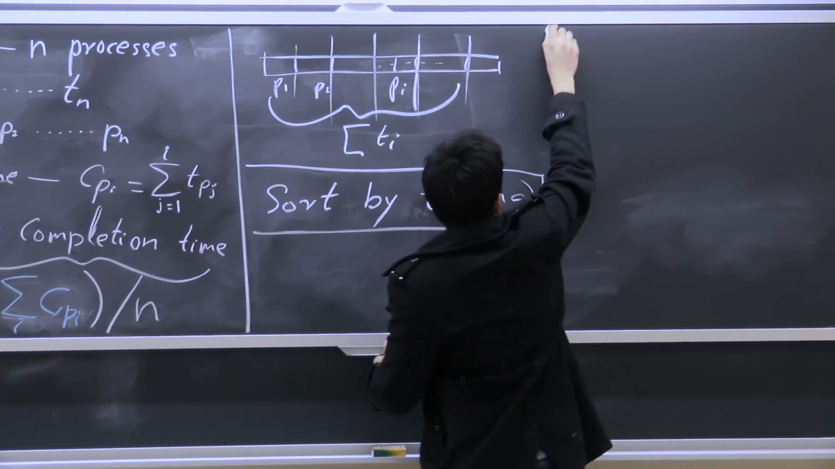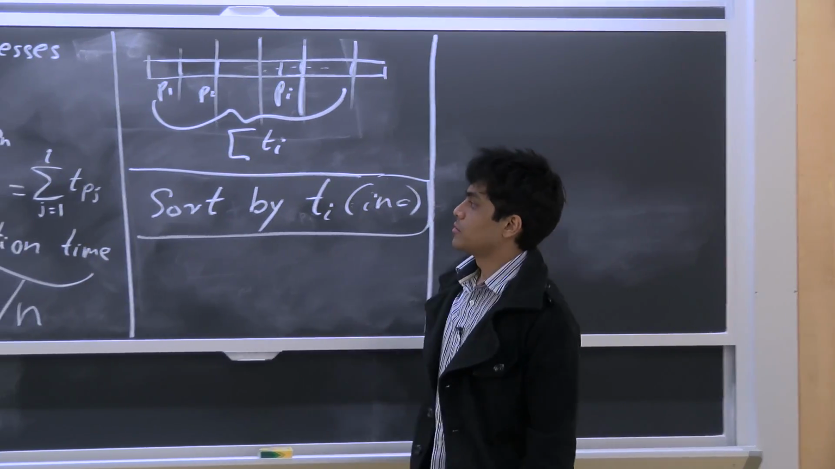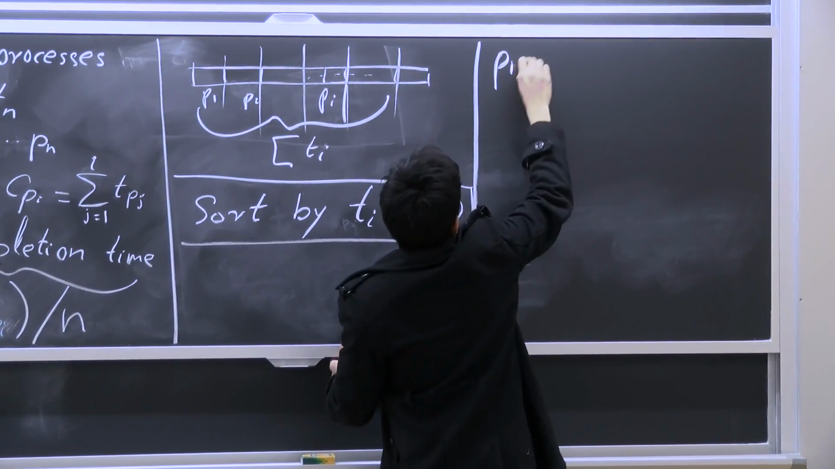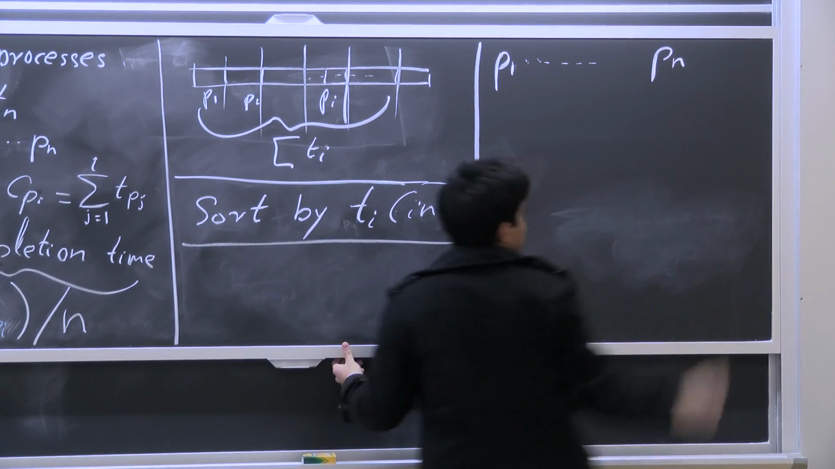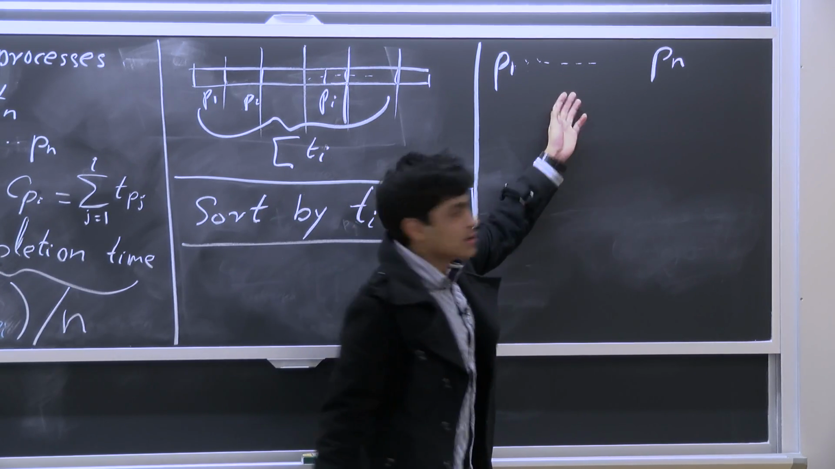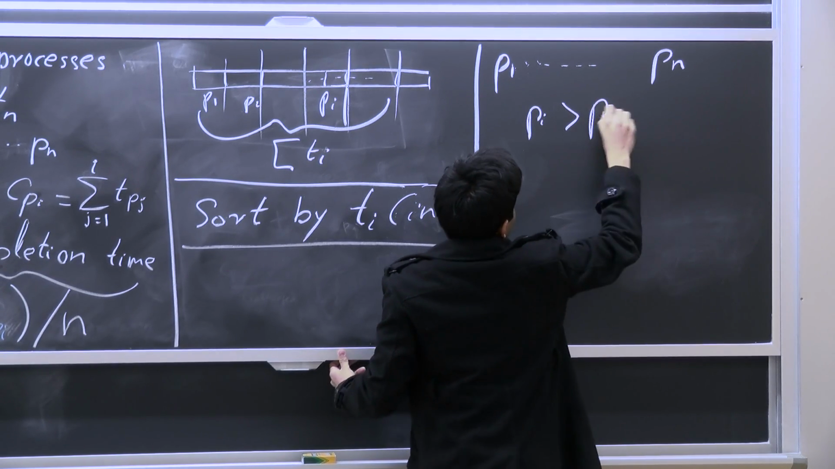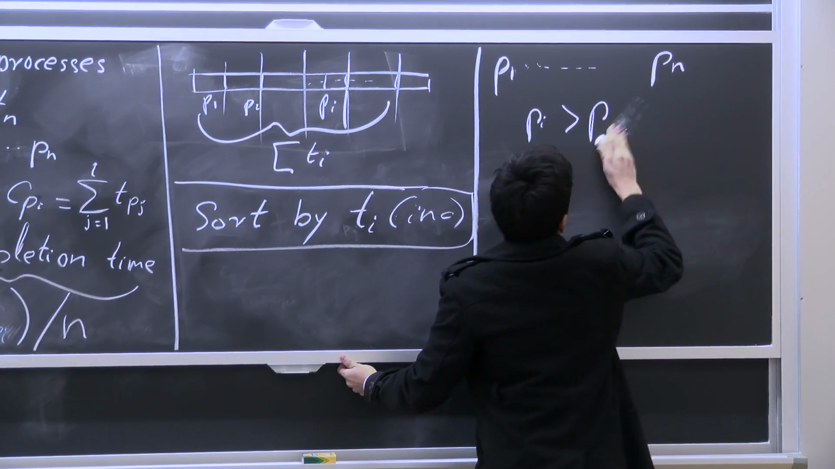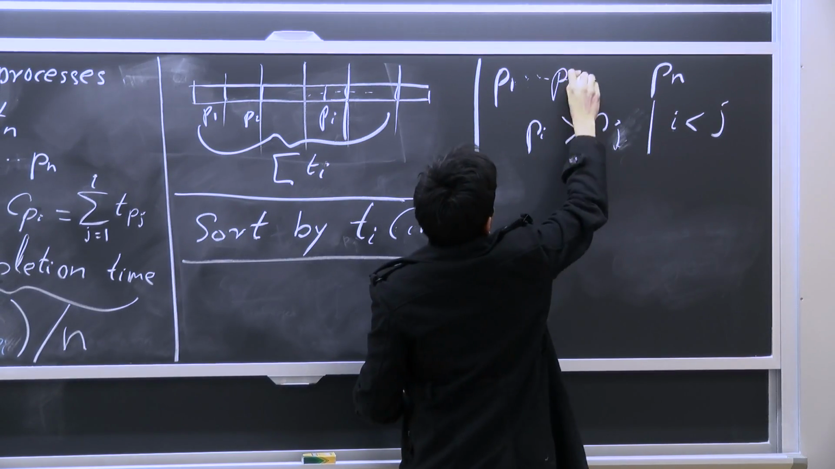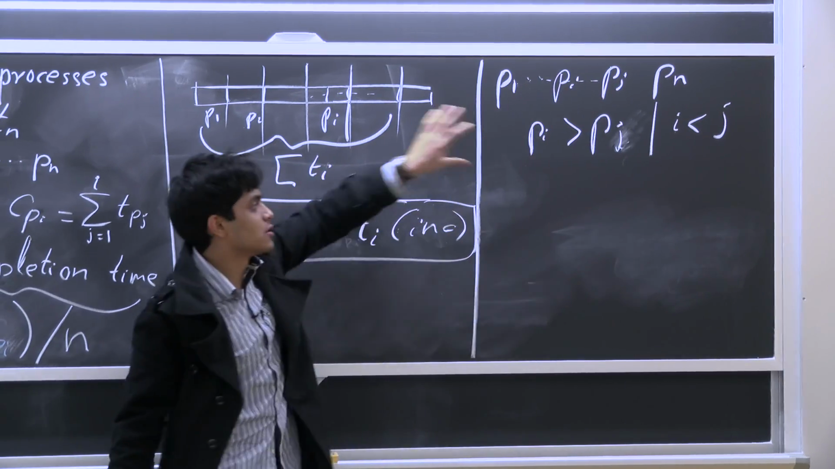So let's try to prove this. The way you prove this is a pretty generic method, which is often used to prove greedy algorithms. Let's say that this is not the optimal. Let's say someone comes up to you and tells you, okay, I have a better sequence, a sequence of P1 to Pn, and that sequence does better than a sorted order. So if this is not sorted, then you have some elements, let's say Pi is greater than Pj, with i less than j. There's some Pi here, there's some Pj here, such that this is greater than that. So it's not in sorted order, so you can always find a pair like that.